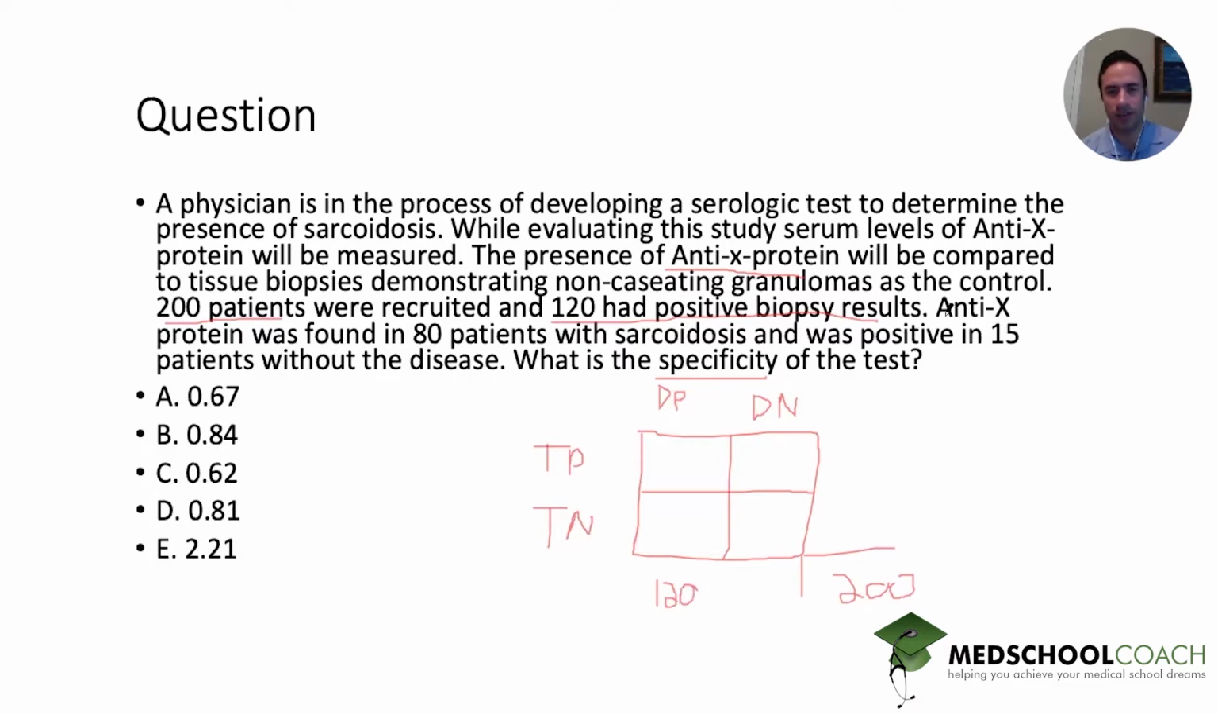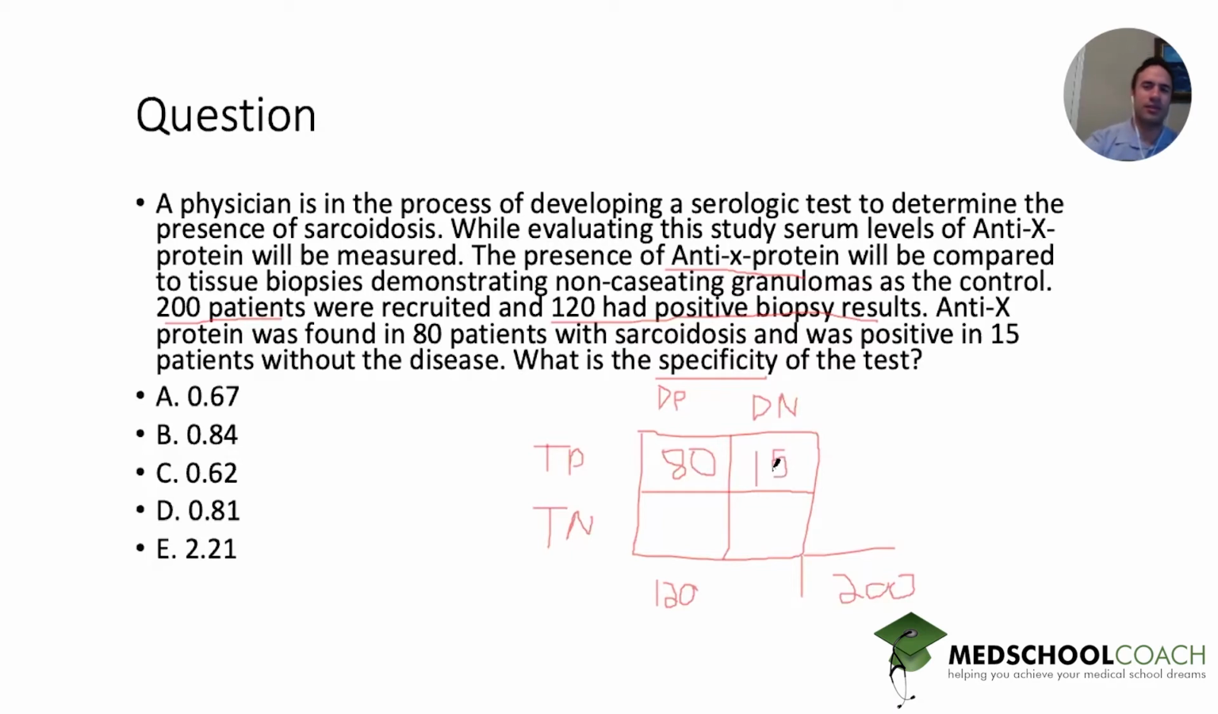We see here that our test was found to be positive in 80 patients with sarcoidosis. So here the test was positive, which takes us to our first row, and the disease was positive, which takes us to our first column. That gives us 80. And then we have that the test was positive in 15 patients without the disease. So test was positive, first row. They did not have the disease. Takes us to the second column, disease negative. That puts us into 15.